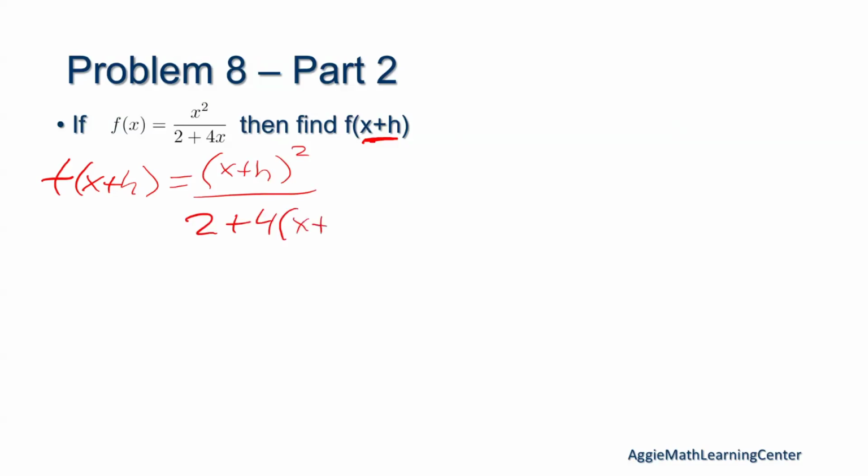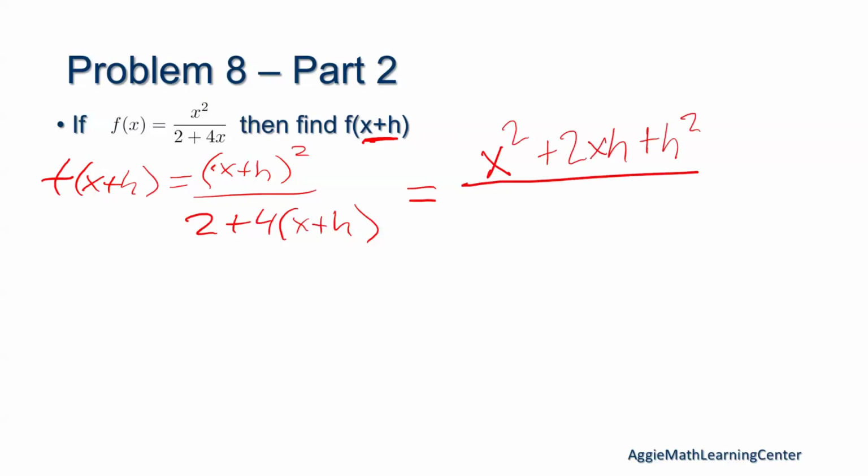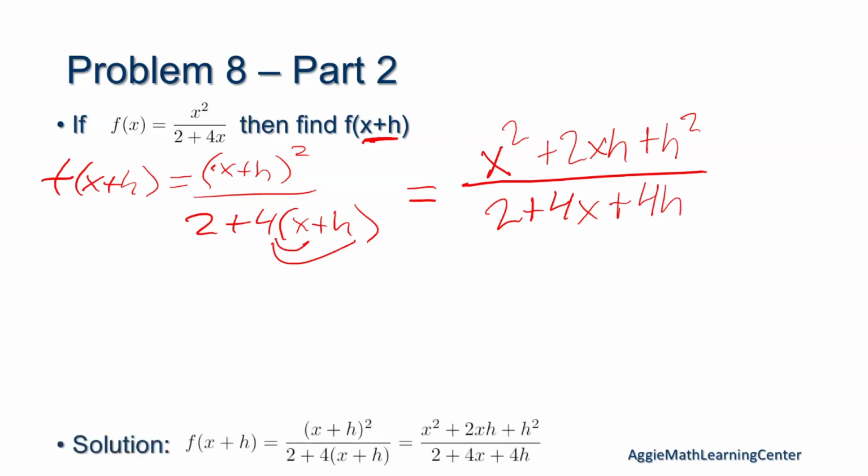Plus 4 times (x plus h). Now we could just leave it like this, or we could multiply things out, because sometimes it will simplify. So then we get x squared plus 2xh plus h squared. That's just what happens if you square this. And then 2 plus 4x, I'm just going to distribute this, plus 4h. Now, I don't see anything that can simplify here, so this will just be our end answer. Any questions on this one? Cool. Yeah, so sometimes it will simplify, but this one it doesn't.